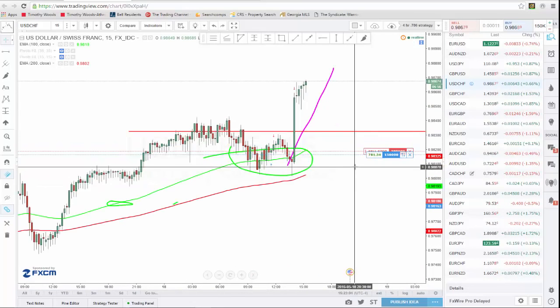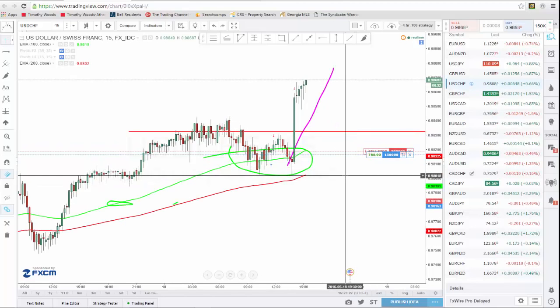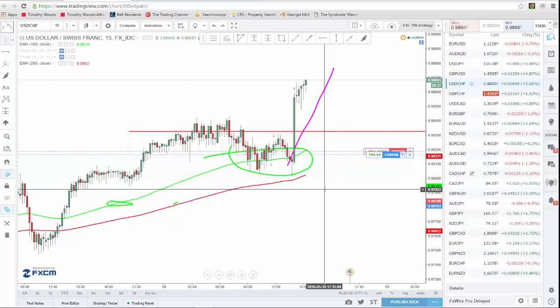So I'll go ahead and go to the live trading example now and show you guys how I took advantage of this moving average strategy in order to day trade the dollar Swiss. Enjoy.